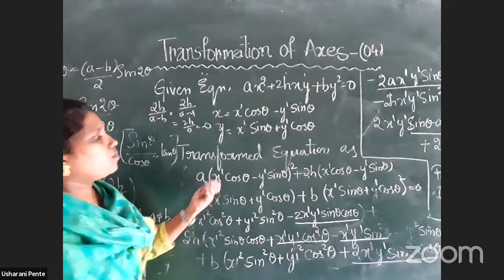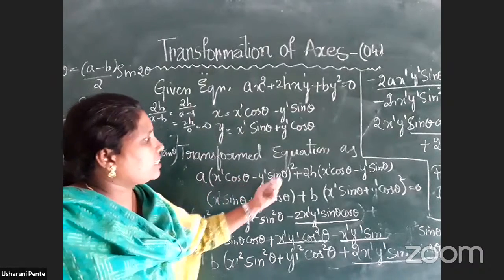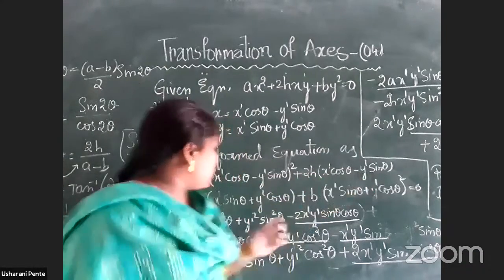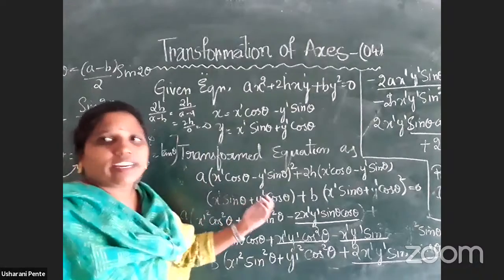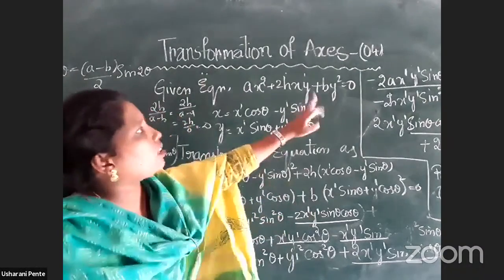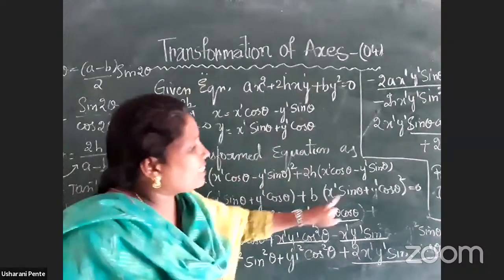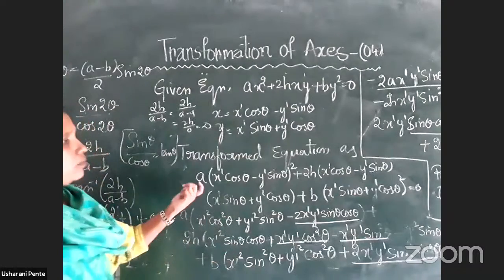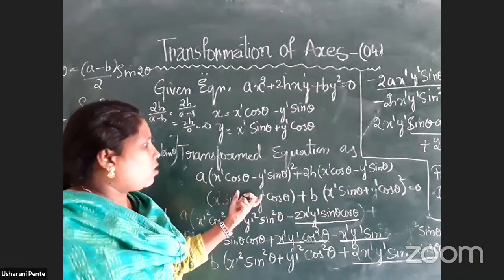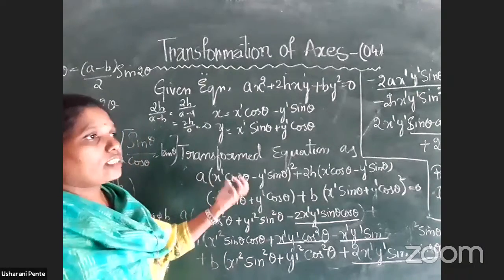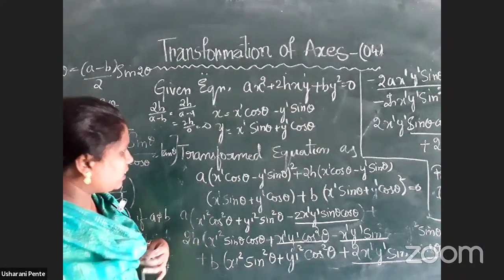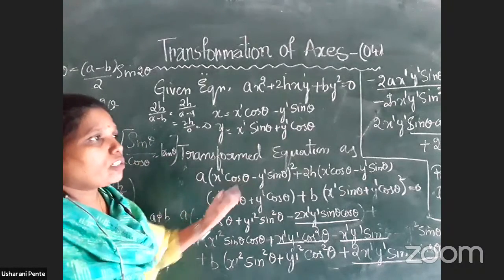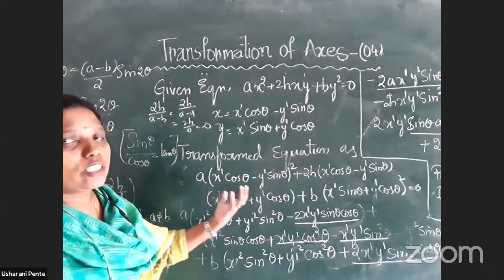That is a into (x dash cos theta minus y dash sin theta) whole square plus 2h into (x dash cos theta minus y dash sin theta) into (x dash sin theta plus y dash cos theta) plus b into (x dash sin theta plus y dash cos theta) whole square is equal to 0. We know this is in the form of a minus b whole square, so we take the expansion, a minus b whole square is a square plus b square minus 2ab.